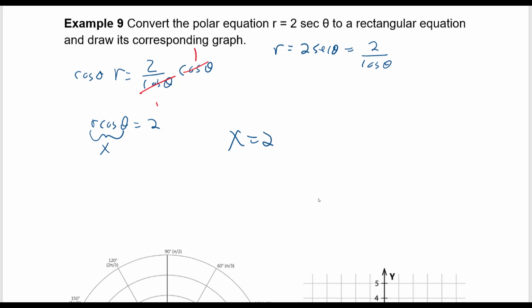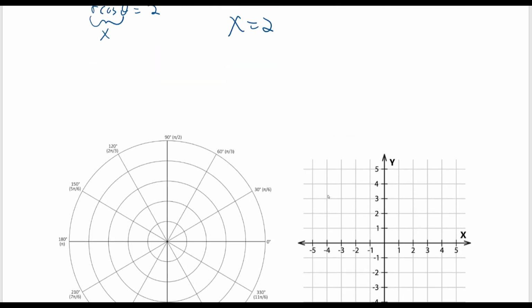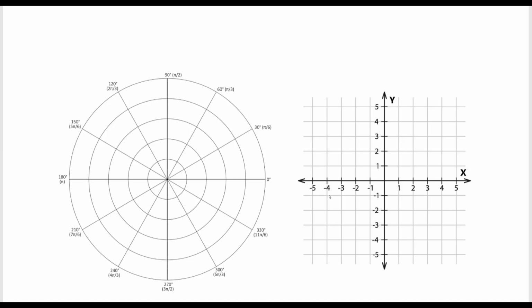And what kind of graph is that? Well, that's a vertical line. Let me scroll this up here. That's this line like that. So over here would come to the 2 mark. That's here. It would be a vertical line through there.